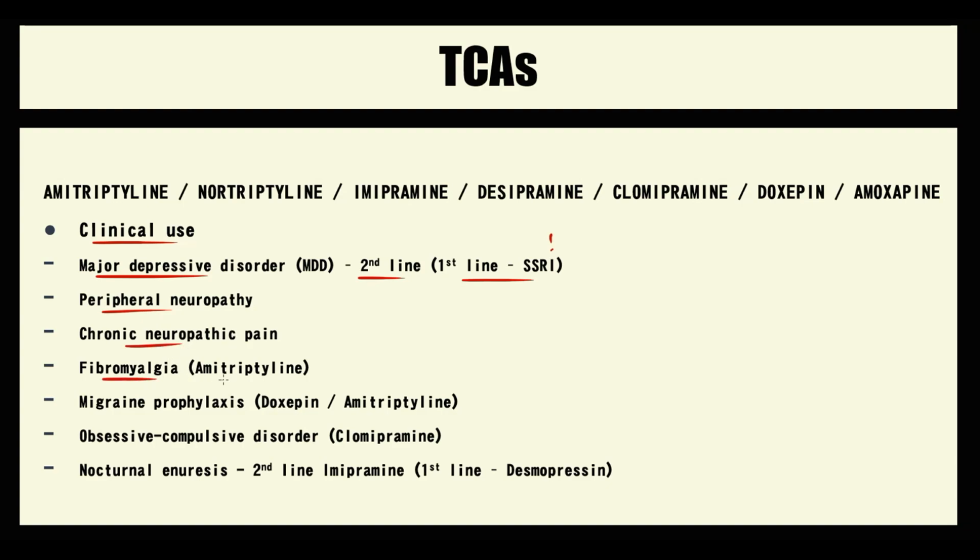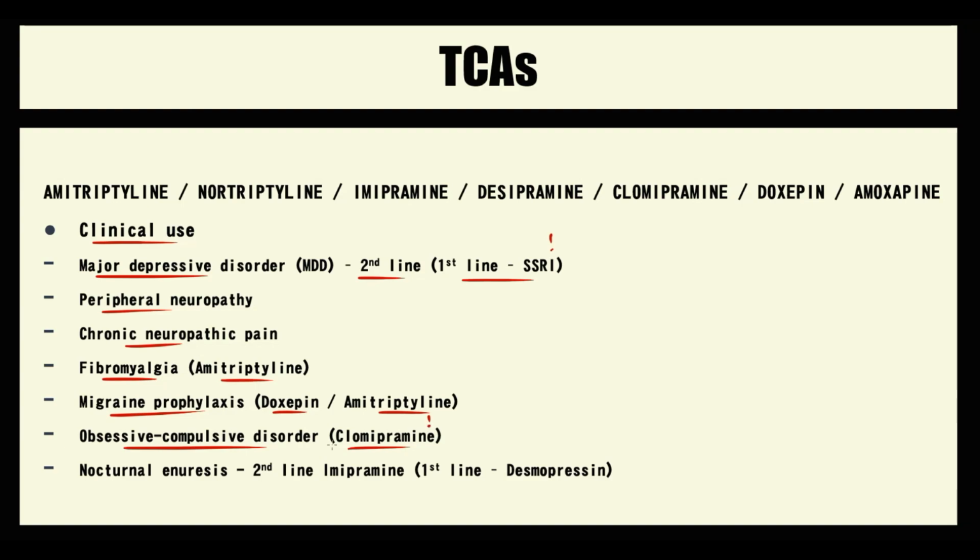In fibromyalgia, we use amitriptyline. For migraine prophylaxis, we use doxepin or amitriptyline. As we see so far, tricyclic antidepressants are really good in management of pain, primarily neuropathic pain. Also, for obsessive-compulsive disorder, we can use clomipramine.